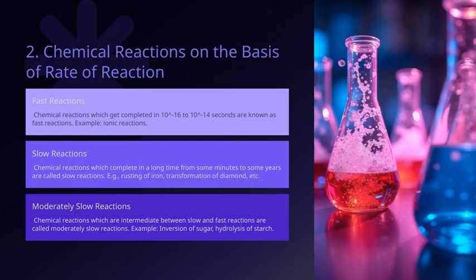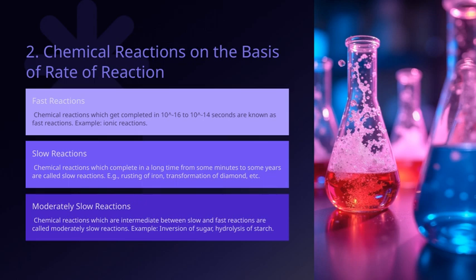Now, let's talk about reactions that fall somewhere in between slow and fast reactions. These are called moderately slow reactions. They don't happen instantly, but they also don't take years. Instead, they usually take from several minutes up to a few years to complete. Examples of such reactions include the inversion of sugar and the hydrolysis of starch. These reactions are important because they help us understand how some processes occur over a period of time that's manageable, but not immediate.